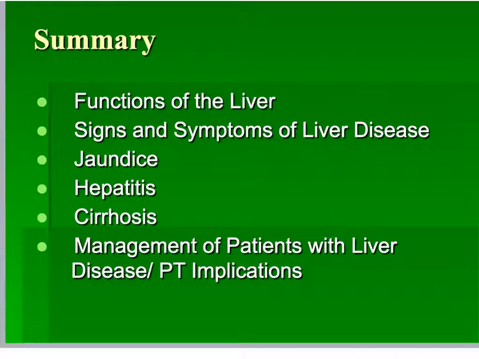So in summary, we have discussed the functions of the liver. We talked about the different signs and symptoms of patients with liver disease. We talked about the differences between jaundice and hepatitis, the different types of jaundice, the different types of hepatitis. We talked about cirrhosis. How do we diagnose cirrhosis? What causes cirrhosis? And we ended with the management of patients with liver diseases, as well as the physical therapy implications, especially after someone has had a liver transplant.